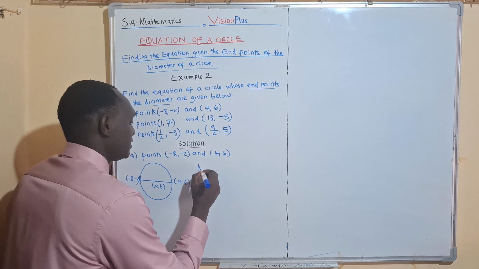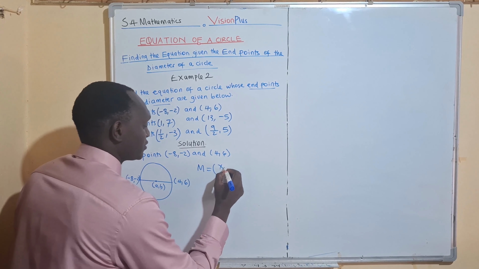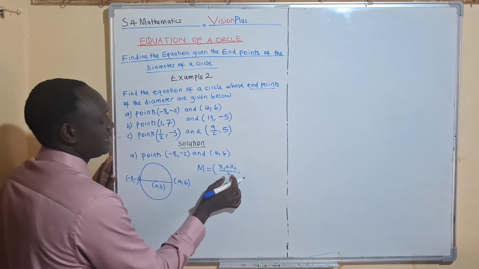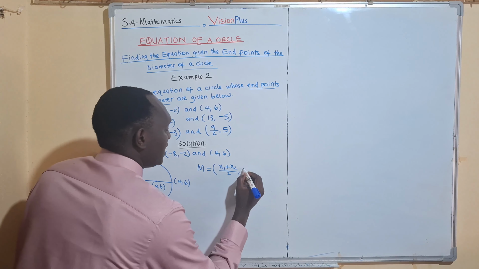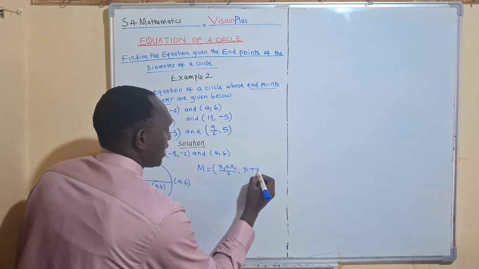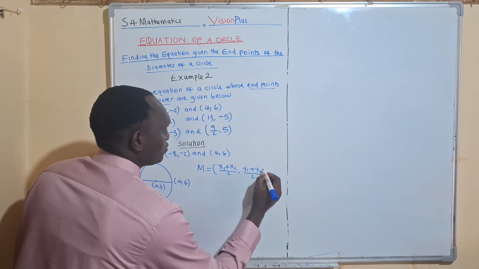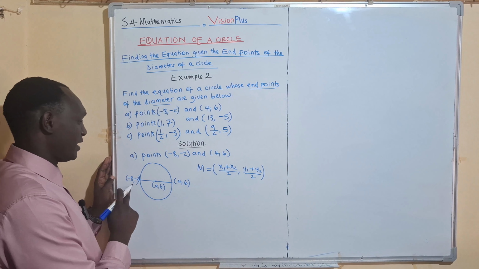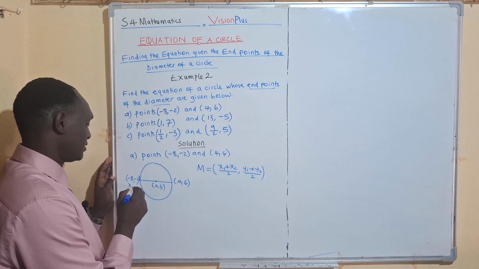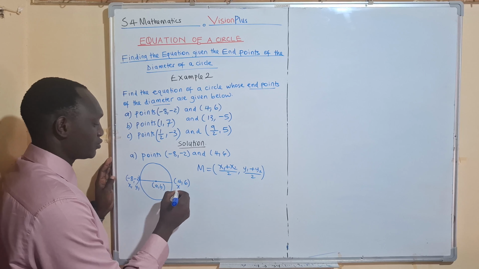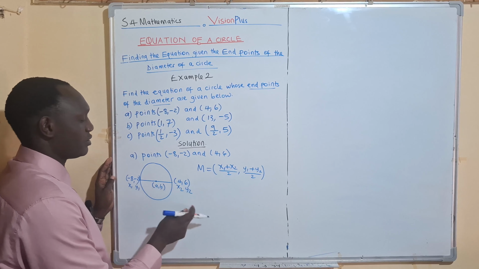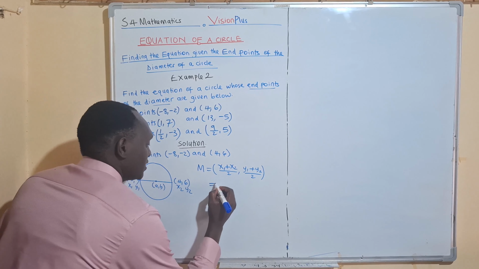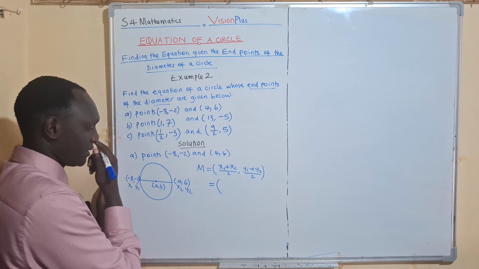And the midpoint is given by (x1 plus x2) over 2. This is the midpoint on the x-axis. And then comma, (y1 plus y2) over 2 to get the midpoint on the y-axis. Then you come and name these points. You can call this x1, this one y1, x2, y2, or the opposite is true. So we come and substitute for these points in the formula.